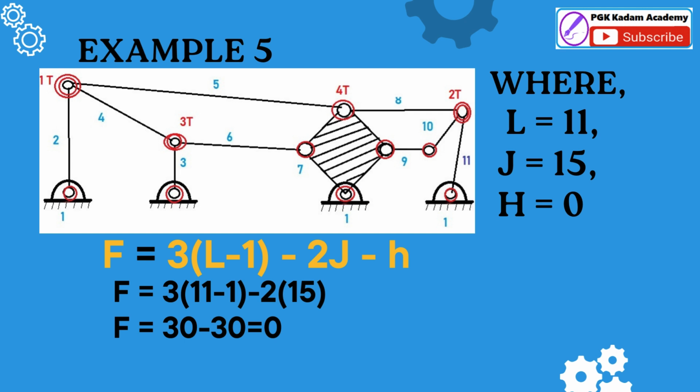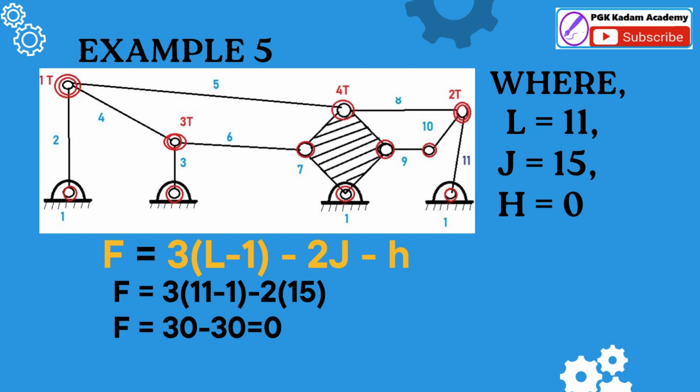All red circles in the figure are turning pairs. Two lower pairs at the intersection of 3, 4, 6 links are considered, two lower pairs at the intersection of 2, 4, 5 links are considered, two lower pairs at the intersection of 5, 7, 8 links are considered, two lower pairs at the intersection of 8, 10, 11 links are considered. H equal to number of higher pairs in the mechanism is 0.